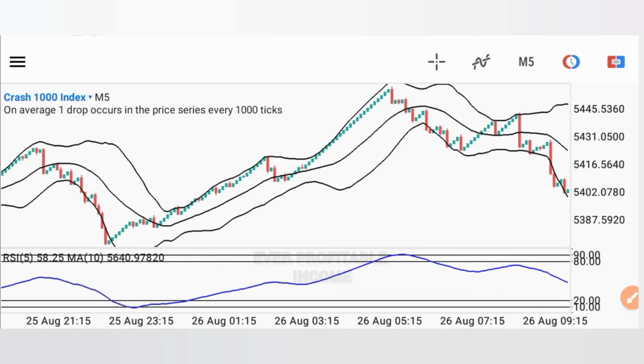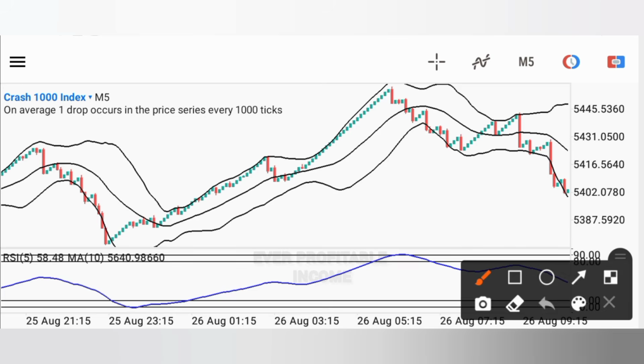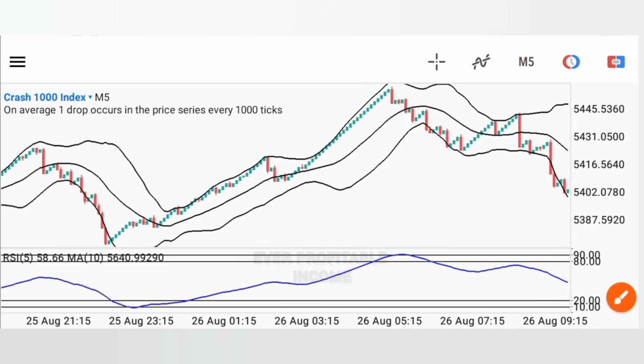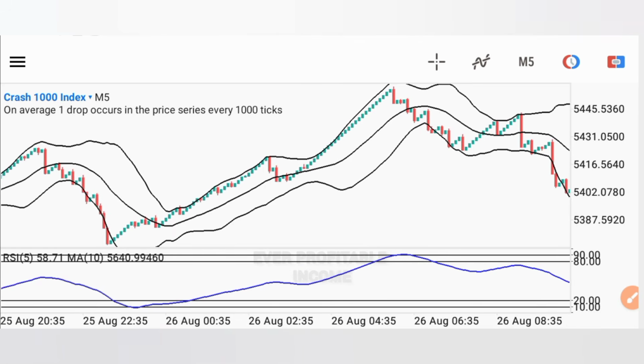And what do you look out for next? The next thing to look out for is to check if the next candle coming is going to be a bullish candle. Remember, on boom you have to look out for a bearish candle, but on crash you have to look out for a bullish candle, and that is exactly what we have over here. We had a series of bullish candles coming up, and that is a signal for us to take a buy trade.